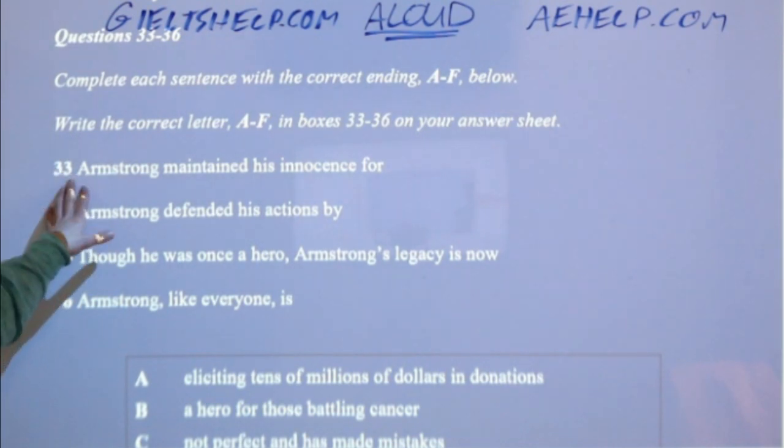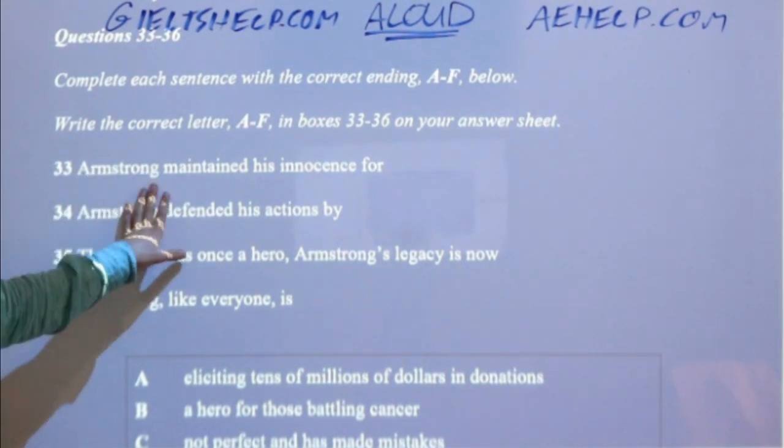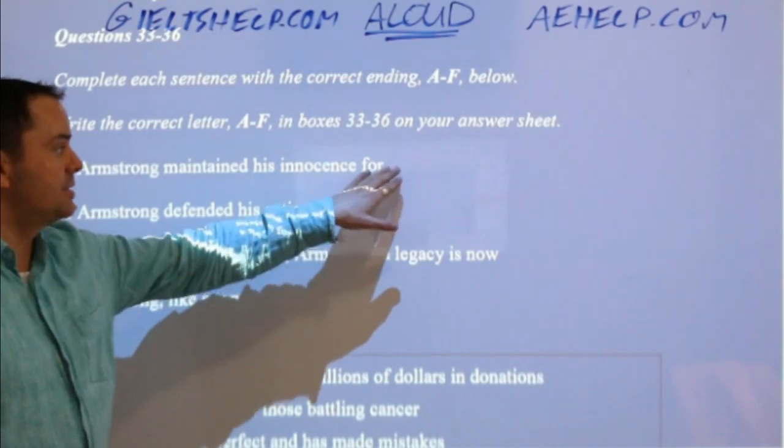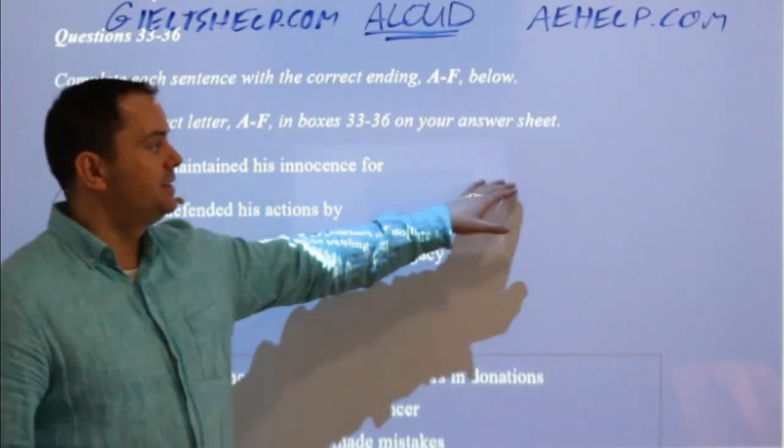so 33, this is the matching endings. Armstrong maintained his innocence for. So we need some kind of a time here.